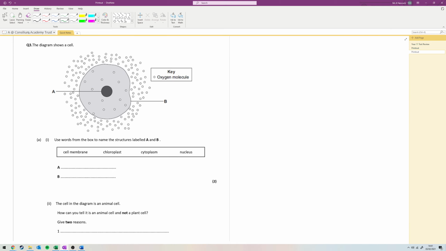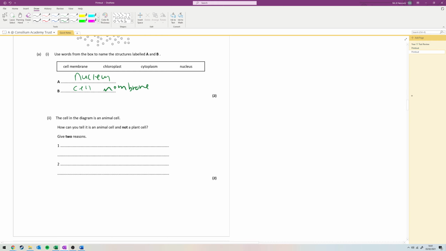Okay, the diagram shows a cell. These little dots are oxygen molecules, and it says, what are the structures labelled A and B? Well, we should know that A is the nucleus, so this is the nucleus. And B, that is the cell membrane. If you don't know the structure of an animal and a plant cell, that is probably the most important thing to learn, because it always comes up.